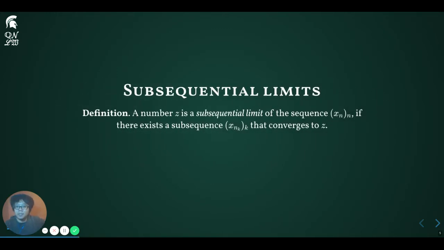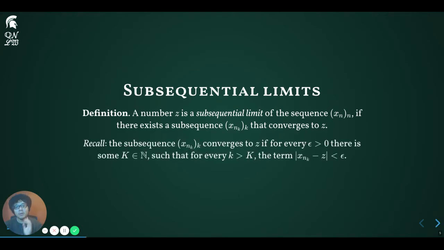Just to clearly state the definition, we say that a number z is a subsequential limit of a sequence x sub n if there exists a subsequence x sub n sub k that converges to z. The definition of convergence of a subsequence is basically the same as the one for convergence of a sequence. A subsequence x sub n sub k converges to z if for every epsilon greater than 0, there is a capital K such that for every small k bigger than capital K, the subsequence term x sub n sub k is no more than distance epsilon away from z.